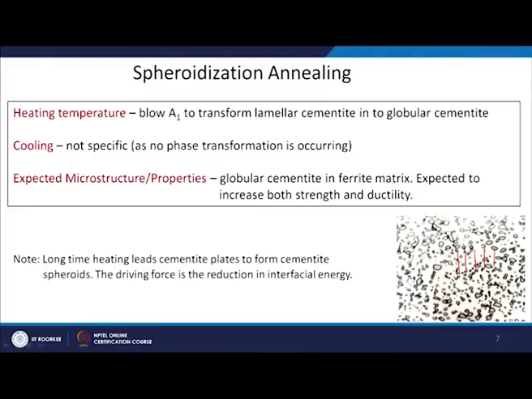Why do you get these spherical shapes? Long-time heating leads cementite plates to form cementite spheroids. The driving force is the reduction in interfacial energy. For the same volume of, let us say, pearlitic cementite, if I have this kind of elongated morphology, you will see that the surface area is going to be large, and for a given volume the smallest surface area is always going to be there for a spherical shape. This we already know from geometry: for any given volume, a spherical shape has the minimum surface area. That is why we do this spheroidization.